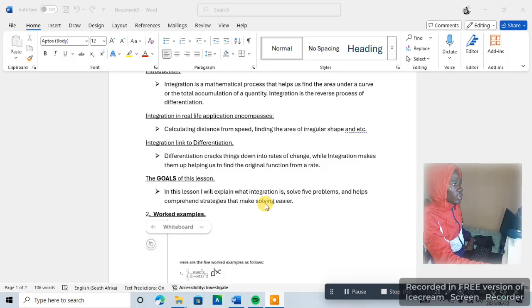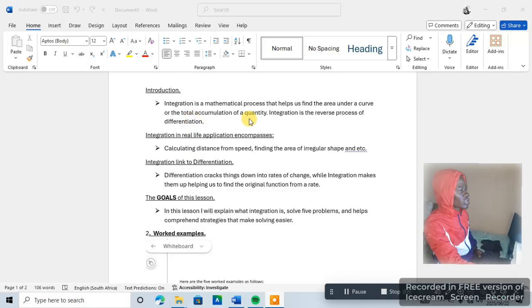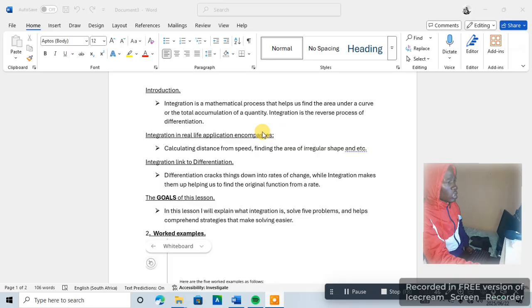First of all, I would like to explain what is meant by integration. Integration is a mathematical process that helps us to find the area under a curve or the total accumulation of a quantity. Integration is the reverse process of differentiation. So that is the definition of integration.